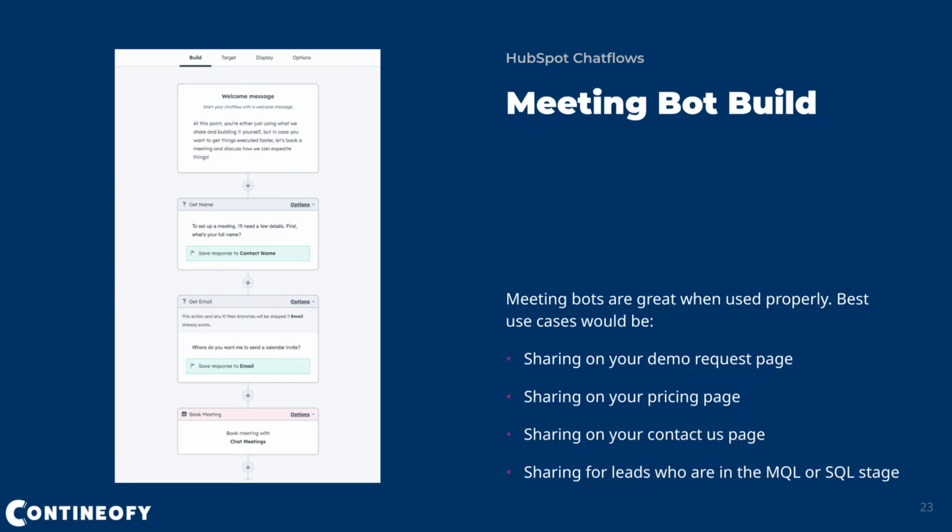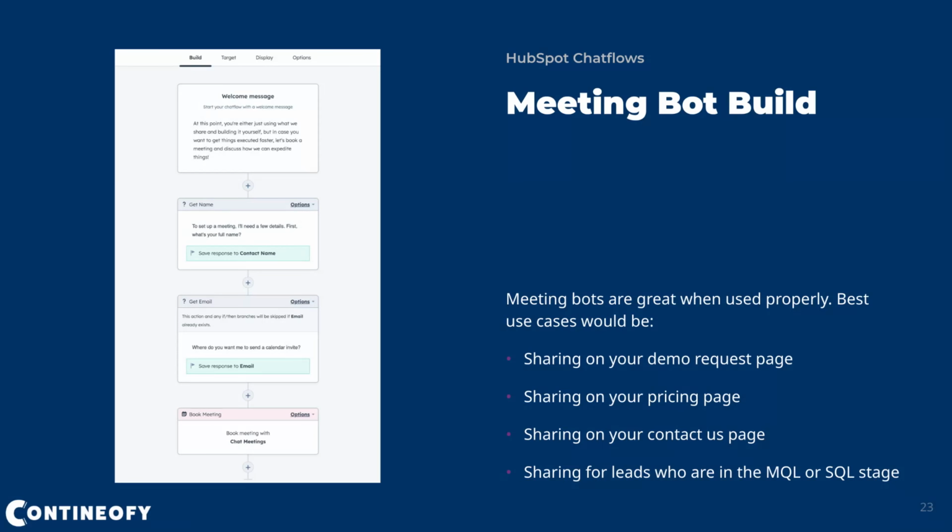Now, I know I shared in the mistakes that you shouldn't be using chat as a glorified meeting booker. But there are some cases where it makes sense to use a book meeting bot for your sales team, including your demo request page, your pricing page, your contact us, and once a contact is cookied on your website, if they enter the MQL or SQL buyer stage, you could prompt them with the meeting booker bot because at that point, they know who you are and what you offer. So if they are visiting the website again, there is probably a high intent that they are looking to buy. So sharing a meeting booker bot isn't a bad customer experience.